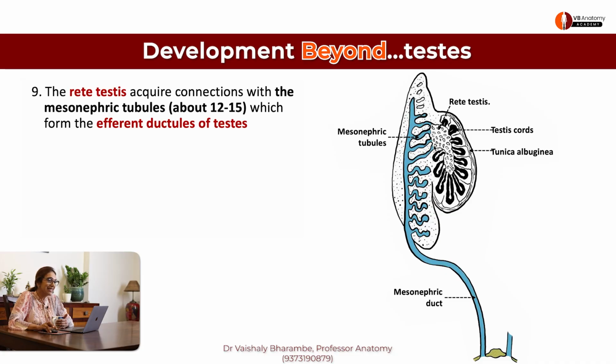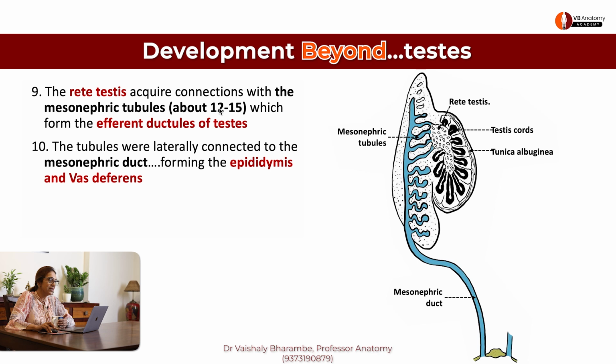But what's the use if the rest of the structure is not formed? So let's see what happens now, okay? The rete testis, which is the anastomosis of testicular cords, develops a connection with the mesonephric tubules. Remember mesonephros, mesonephric tubules which were never going to produce the kidney? They are here. Some of them form an anastomosis with rete testis to form what are called efferent ductules.